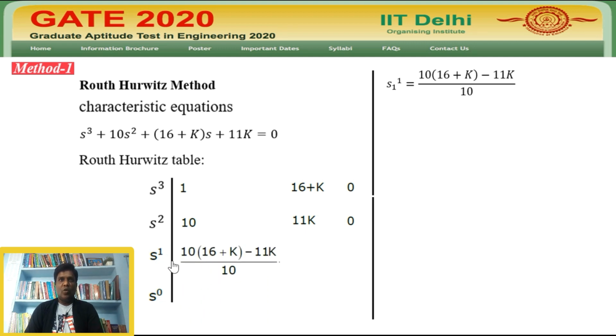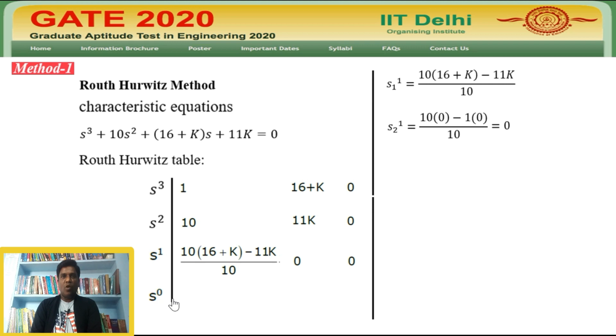Next, the third row, second position, the s^1 row second position, can be filled like a matrix multiplication in this manner, divided by the second row first position, 10. Then the equation will be (10 × 0 - 1 × 0) / 10. Therefore, this entry equals 0. This 0 will be filled in the third row, second position of the Routh-Hurwitz table. Similarly, the continuation of the row will be 0.